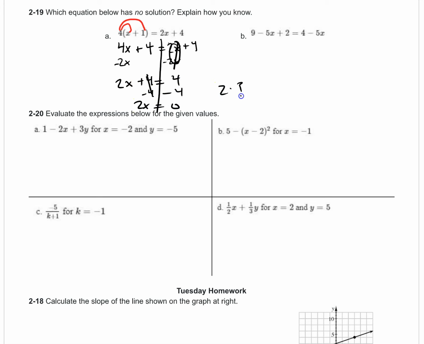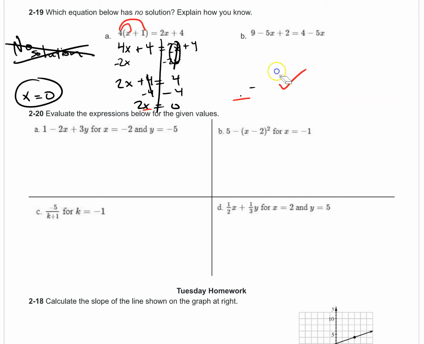So 2 times what number is 0? Well, that's got to be 0, right? 2 times 0 is 0. That works. So what do we say? We say that x equals 0. If you write no solution here, you are wrong. There is a solution, and it is 0. And if you want to follow the steps, the last step is divide by 2. 0 divided by 2 is 0. Okay, so that should help you with A, and then you can do B, and make sure you explain.